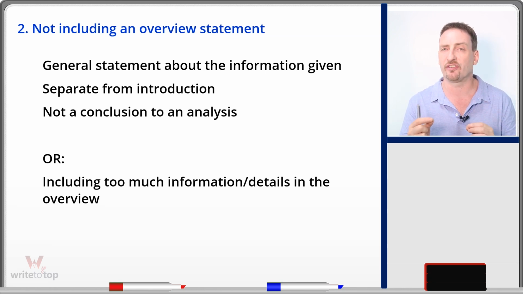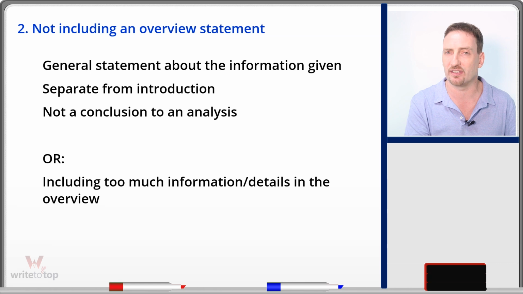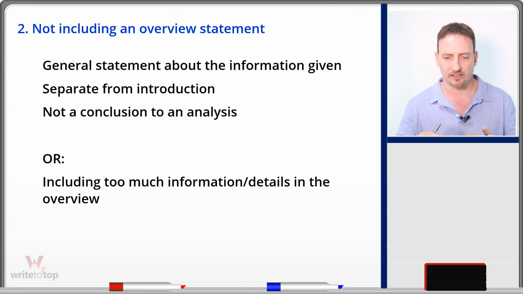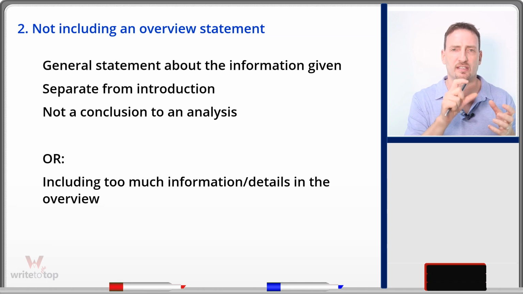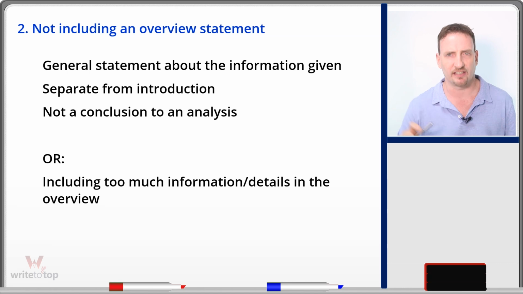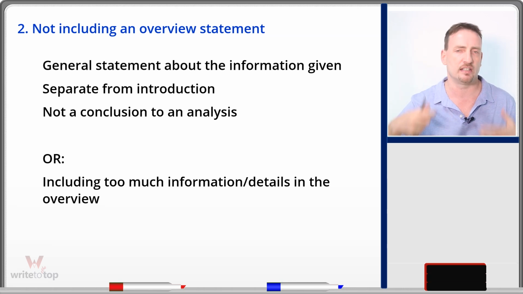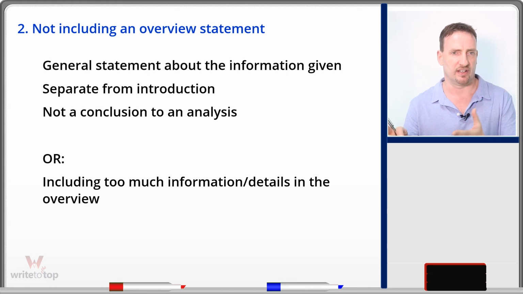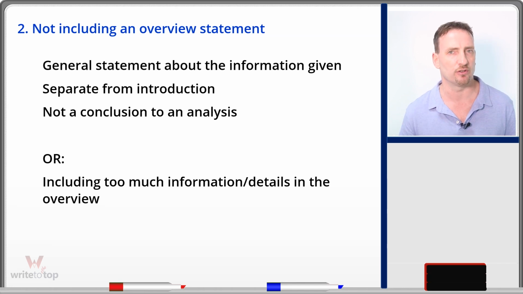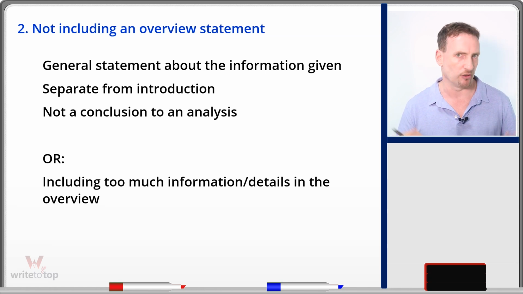Now, this is very different from the paraphrasing of the task. The task tells you what you are looking at. The overview tells me: if I could only take out one piece of information from this infographic, what would that be? So it's a general statement of the information. If things are generally rising, that's the overview. If in a before and after map there have been a lot of changes, that's your overview, right? A lot of development or a complete renovation or whatever.